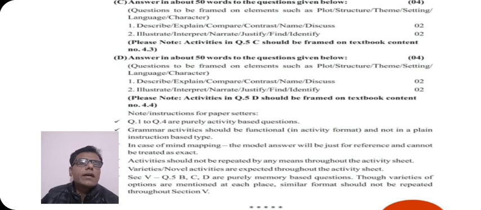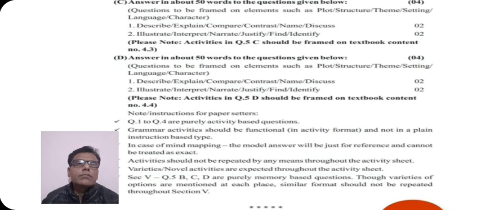Again a note is given there. Activities in question 5d should be framed on textbook content number 4.4. So question 5a 4.1, 5b 4.2, 5c 4.3, 5d 4.4. Instructions for paper setters are given there, but you will have to remember one thing: there is no letter writing, there is no leaflet. They have removed all those activity sheets, the writing skill, from the new pattern of evaluation. So be careful for that.